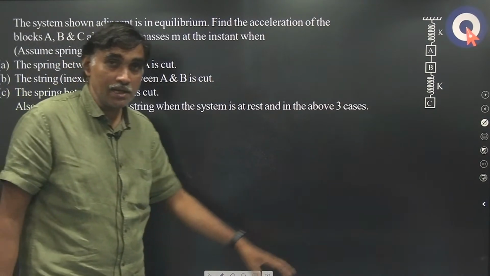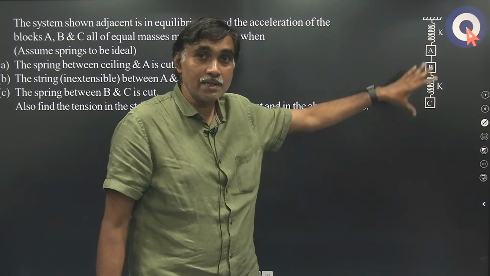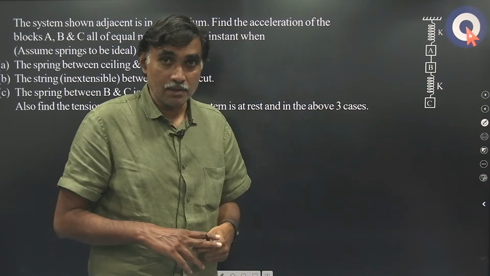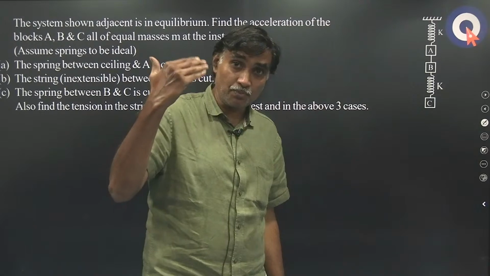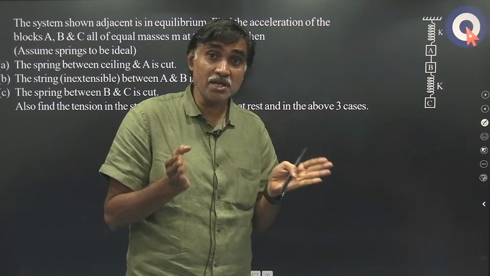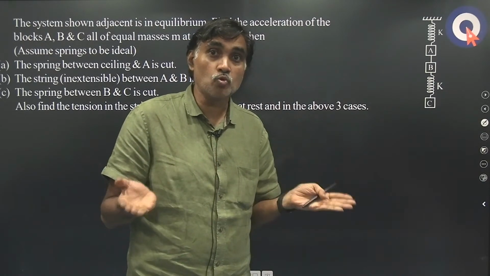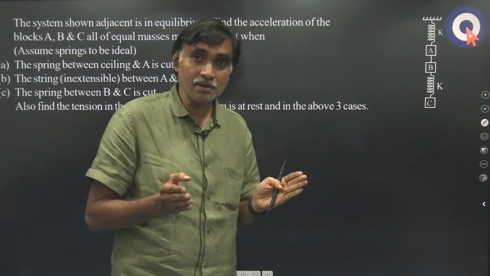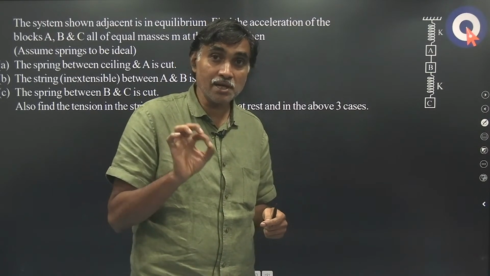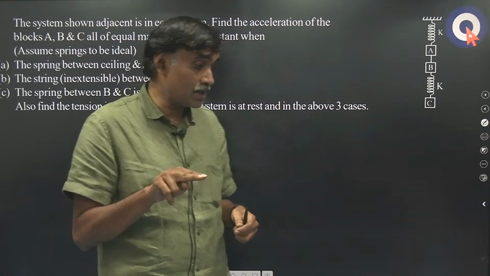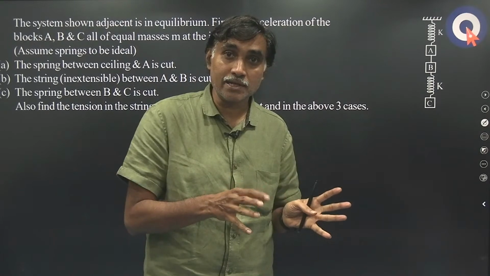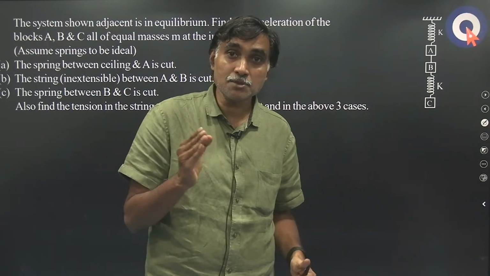Now initially all the three blocks are placed like this and they are in equilibrium, and whenever we cut a string, the tension in that string becomes 0, but tension in the springs does not change immediately. Tension in a spring will change only when its length changes. Length changes when the blocks move. After some time, tension in the string or spring changes, but instantaneously tension in the spring does not change. Tension in strings can change instantaneously. So whenever you cut any string, the tension in other strings will change instantaneously. At that instant it changes immediately, but tension in the spring does not change.